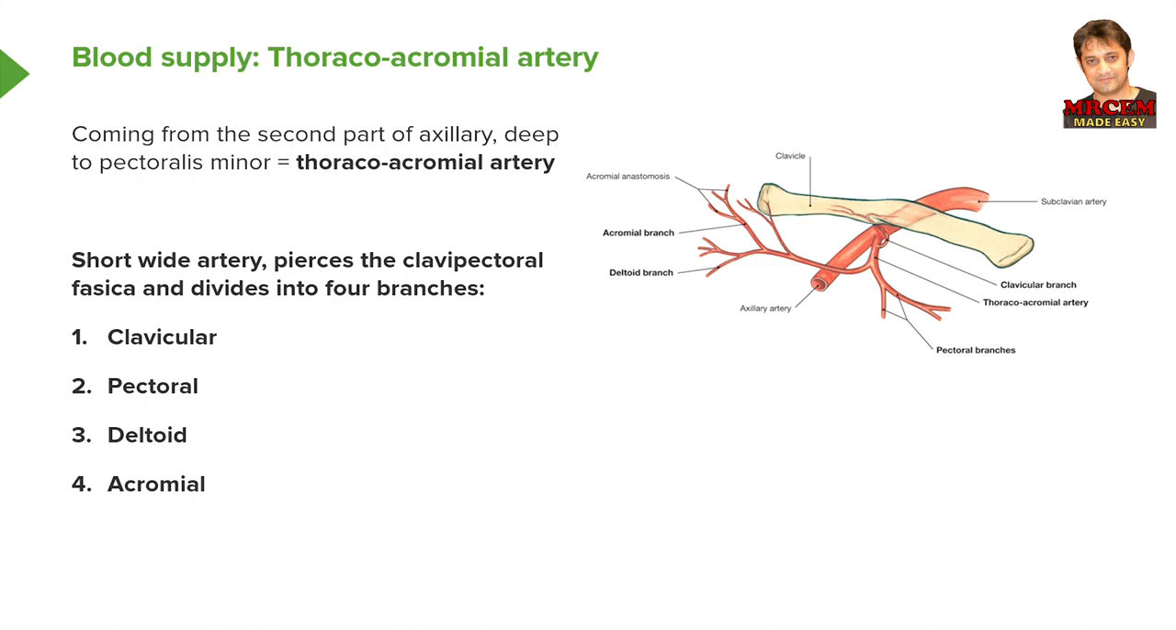pectoralis major, the pectoralis muscles on the anterior chest, and we can see it then turns laterally and it goes towards the deltoid muscle. It has a deltoid branch, and it goes up towards the acromion, the acromial branch, where it can form again numerous anastomoses around the scapula. So the thoracoacromial artery coming off the axillary artery, coming from its second part.